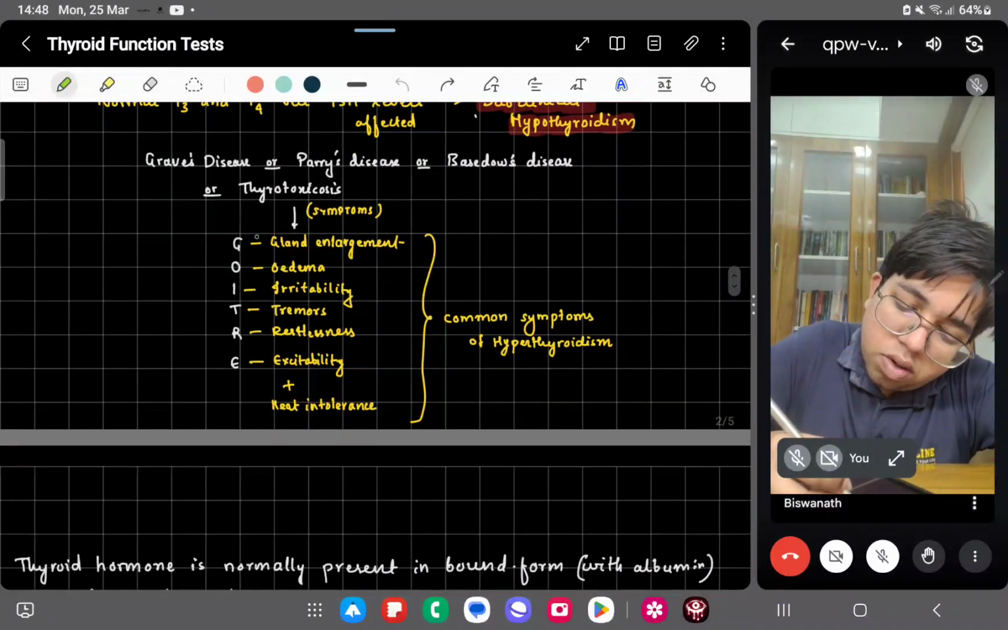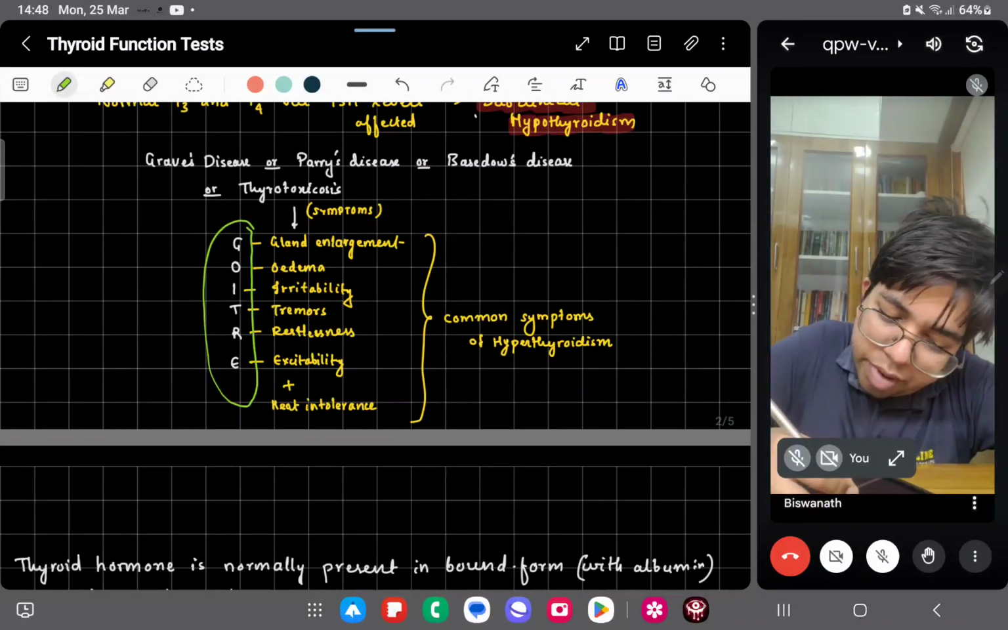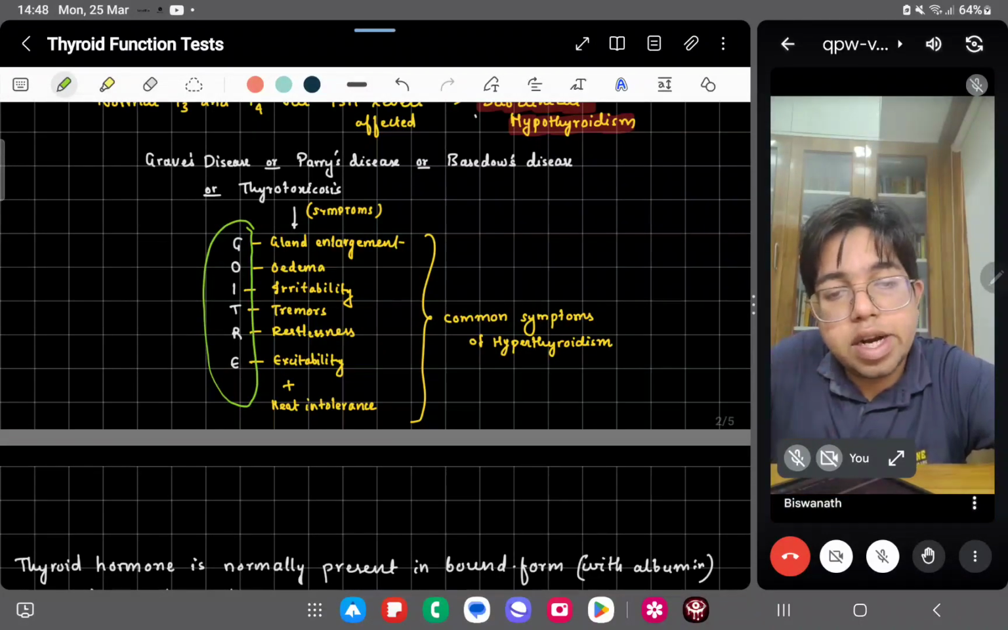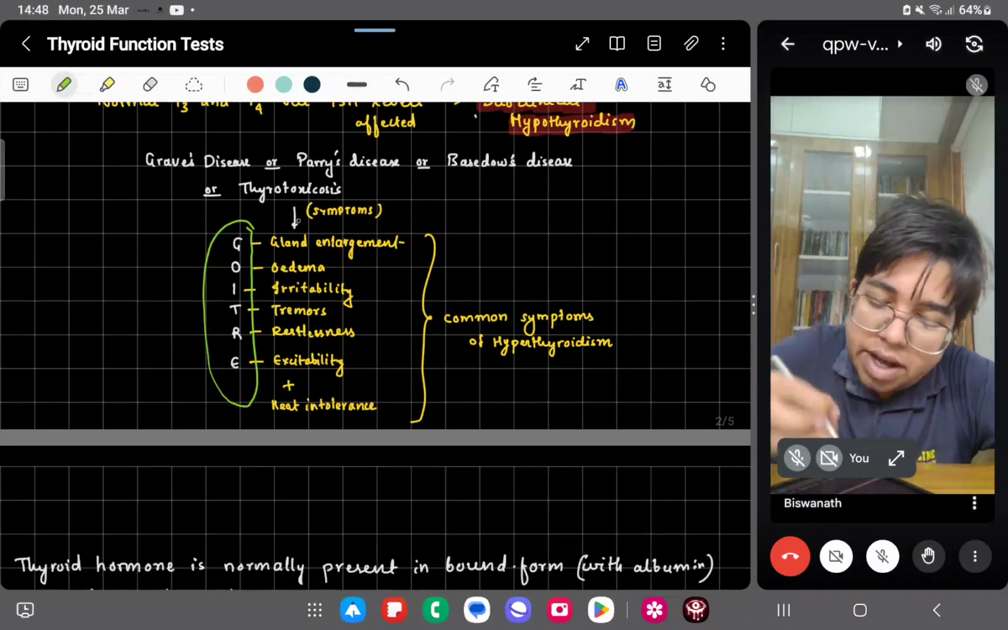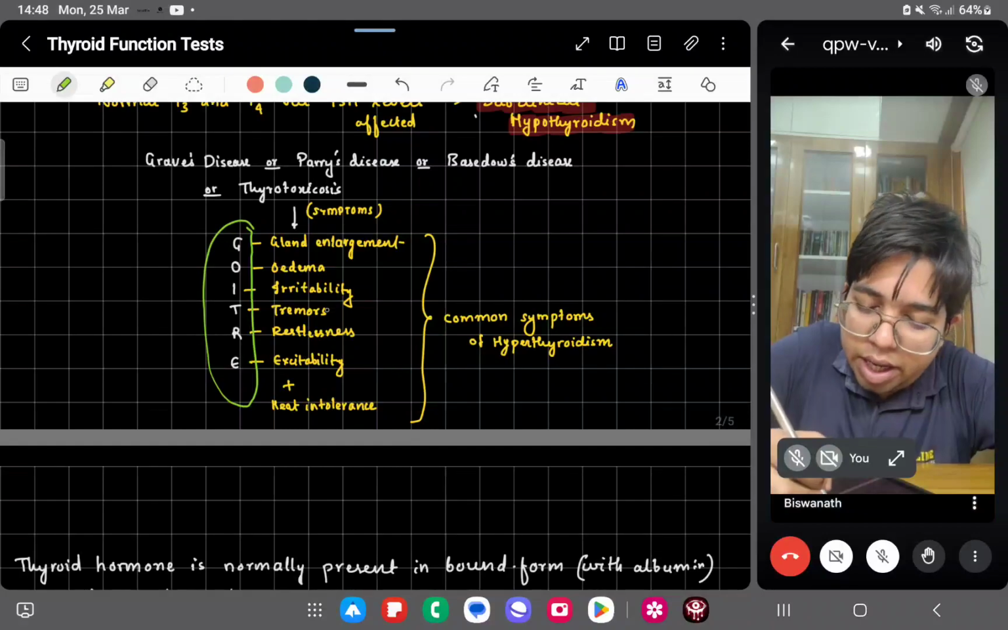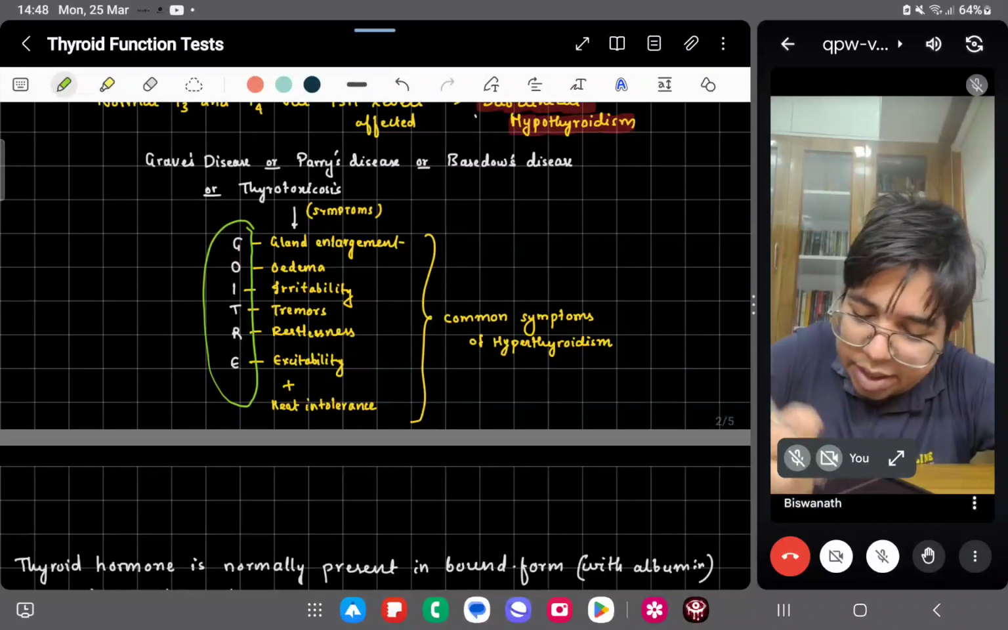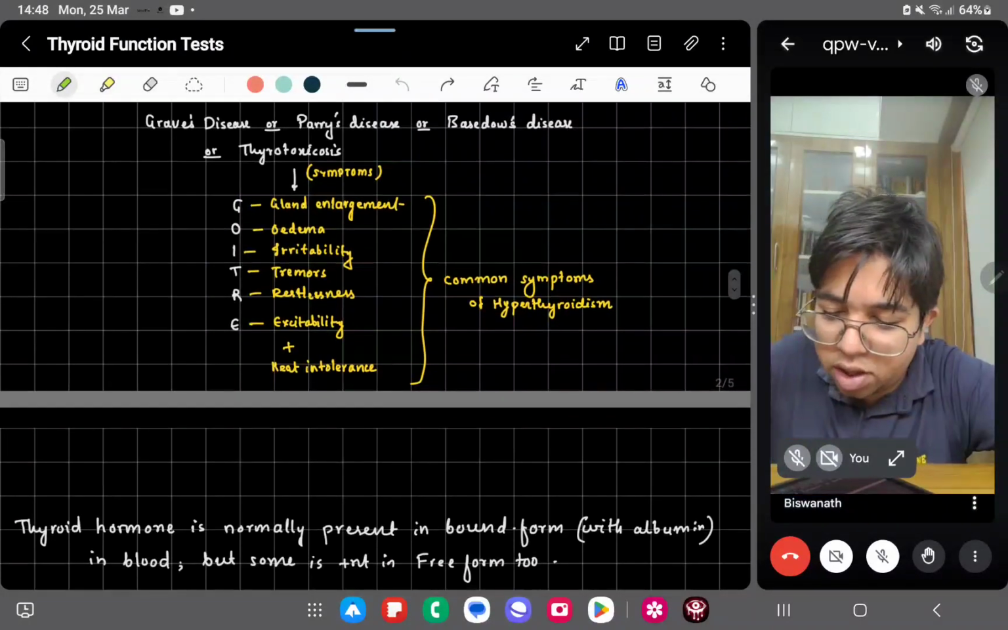Graves' disease symptoms: there is an easy technique to remember, goiter. It's not related with goiter, but the mnemonic is GOITER. Gland enlargement will occur, edema, irritability, tremors, restlessness, excitability, and heat intolerance.